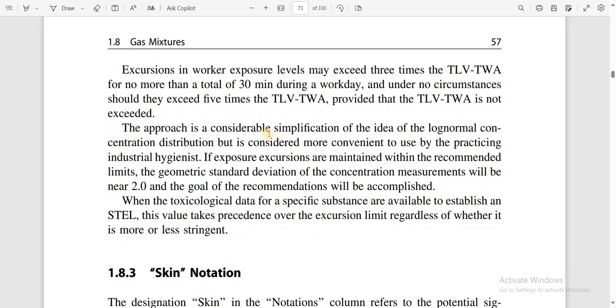The approach is a considerable simplification of the ideas of the log-normal concentration distribution, but is considered more convenient to use by the practicing industrial hygienist. If exposure excursions are maintained within the recommended limits, the geometric standard deviation of the concentration measurements will be near 2.0 and the goal of the recommendation will be accomplished.